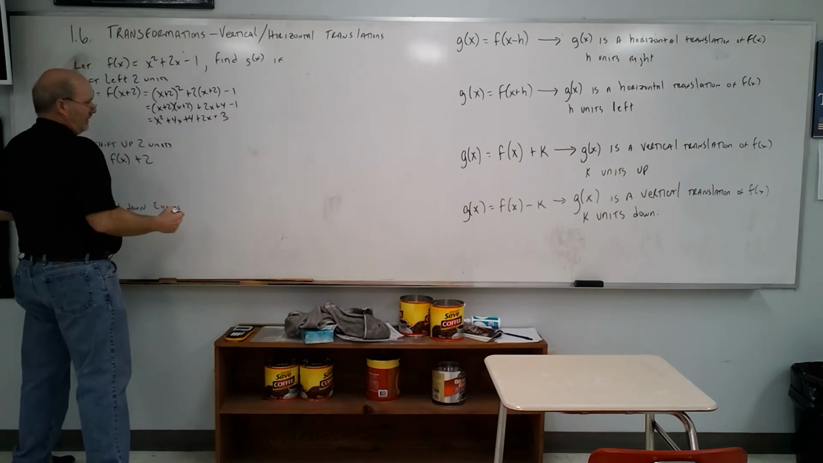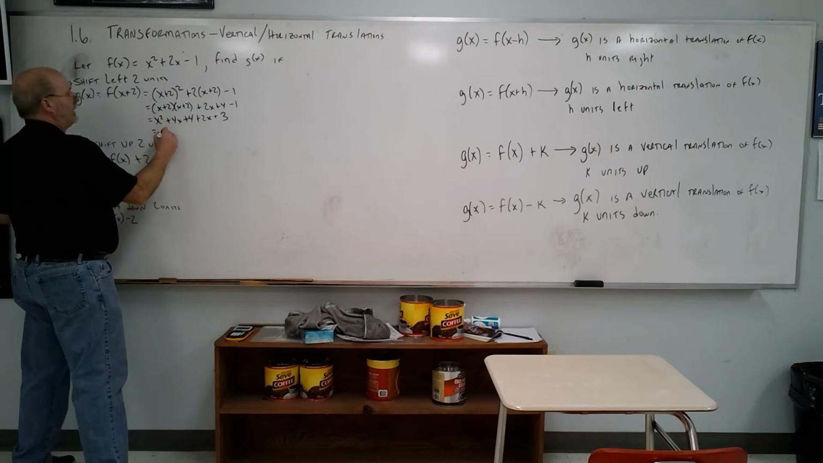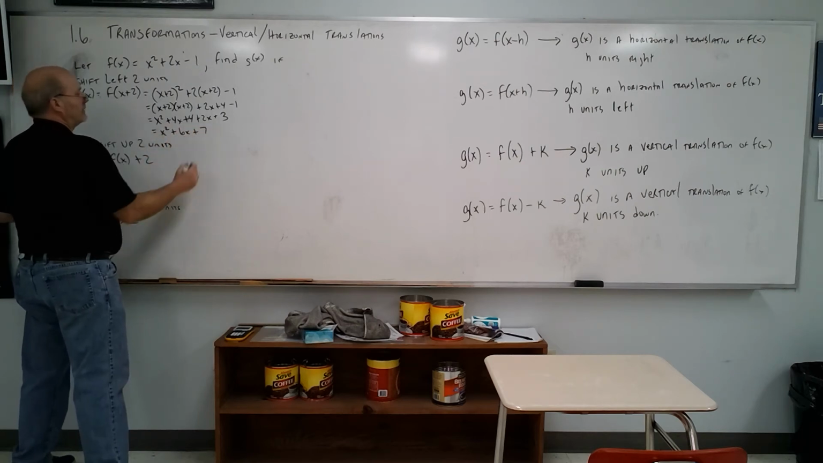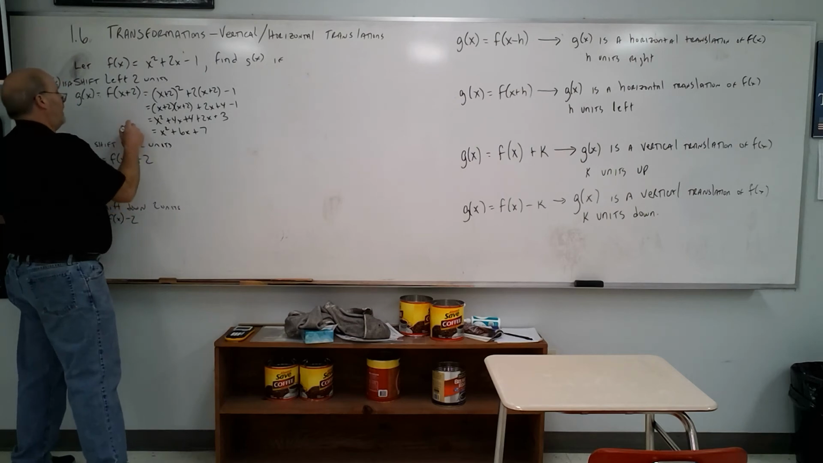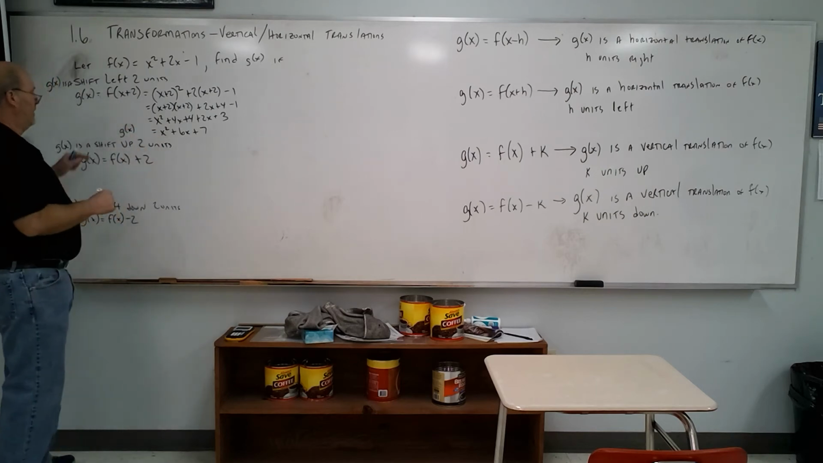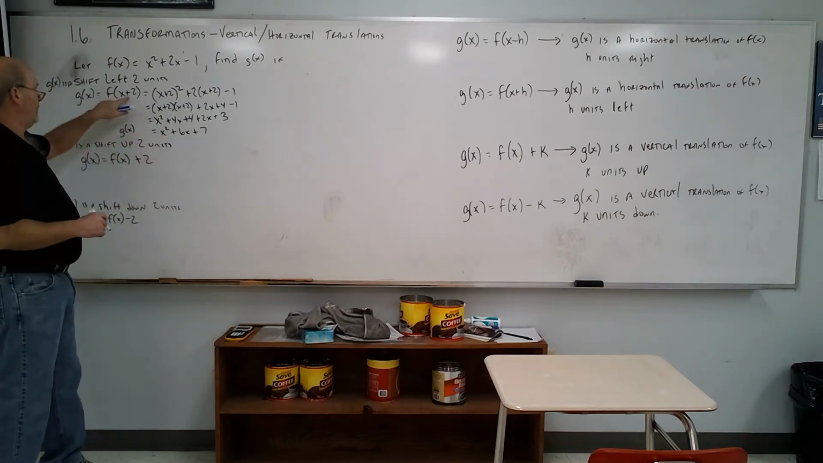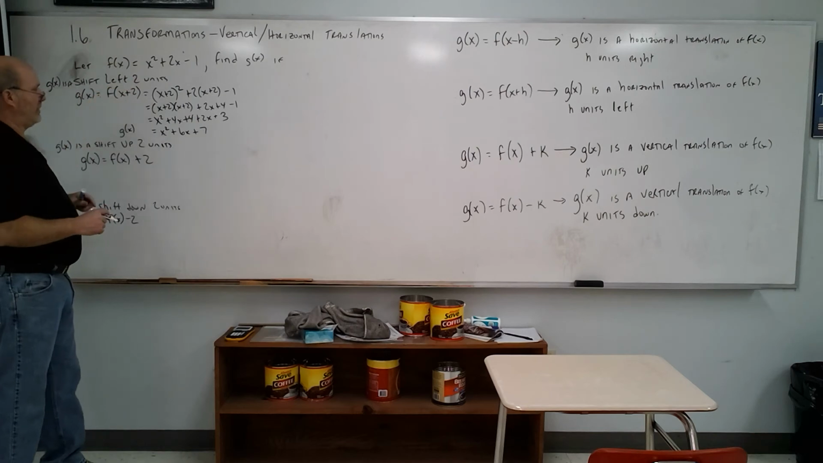This is going to be plus 3. Now I combine like terms. I get x squared plus 6x plus 7. Verify in your calculators. Graph f of x and graph g of x and see that this is just a shift of this function 2 units to the left.